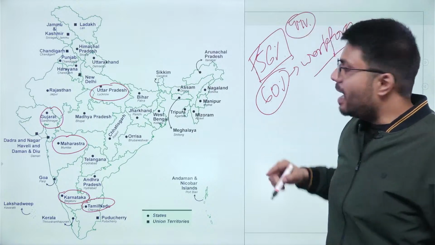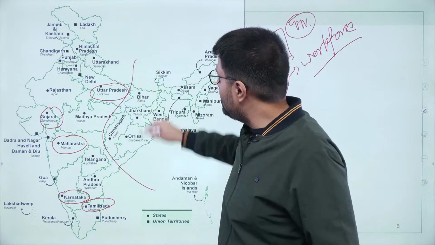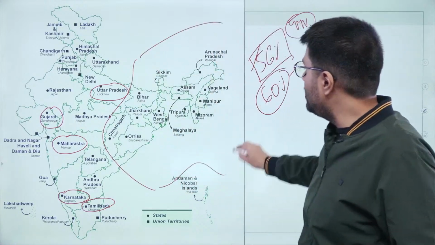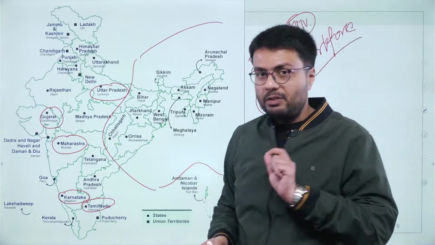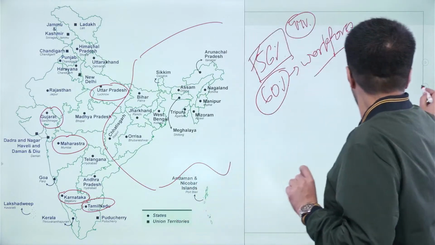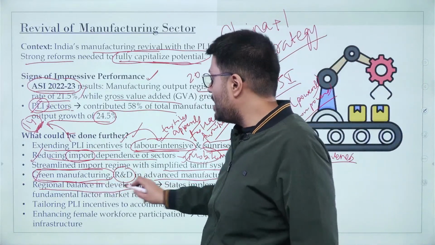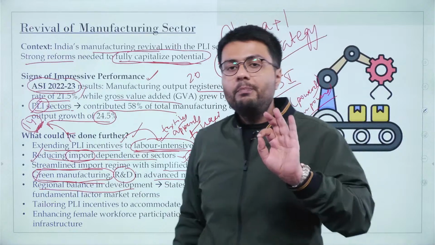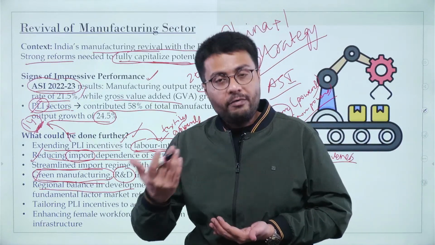44%. And manufacturing setup in our country is absent in the eastern part of our country. That is, these are lesser developed states and they witness a low amount of manufacturing activity. So our today's article states that we need regional balance in development. That is, people from all across the country need not migrate into more developed states.